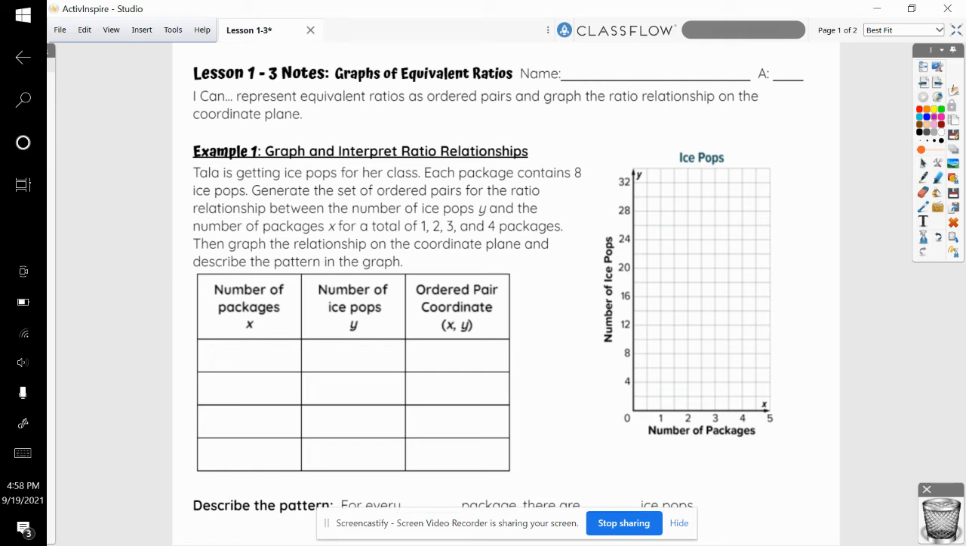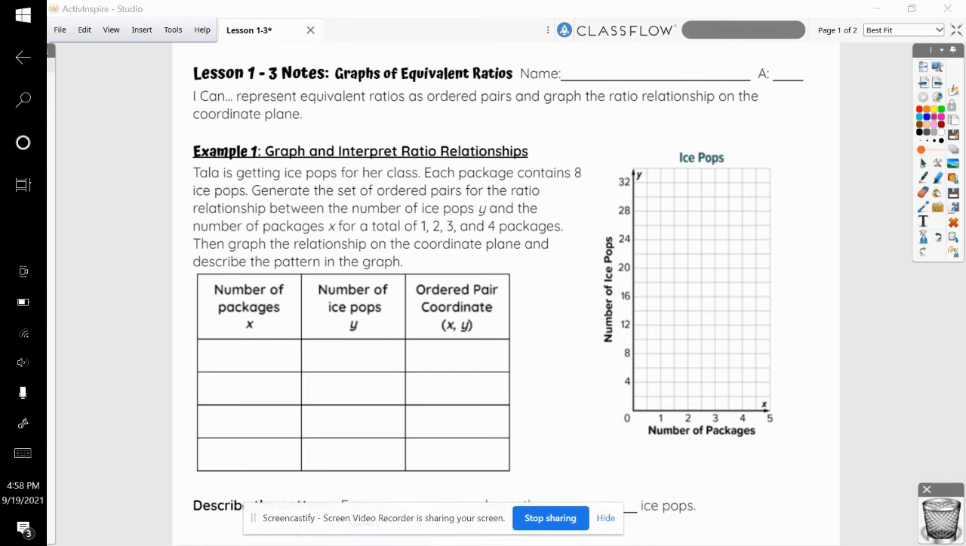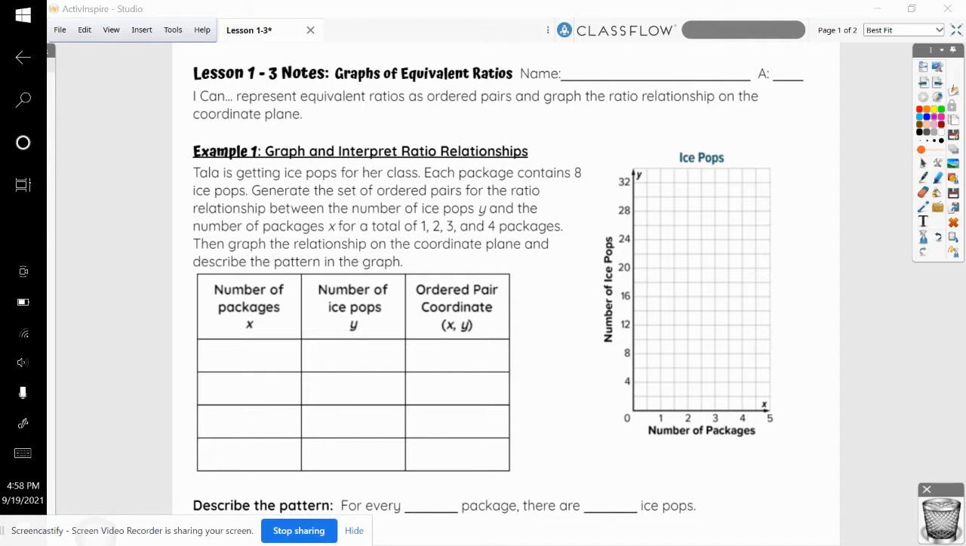Hi friends, today we're going to be working on our lesson 1-3 notes. So today's lesson is on graphs of equivalent ratios. So what I want you to make sure you do is put your name on the very first page, up here at the top, and then on the second full page, that's the practice.